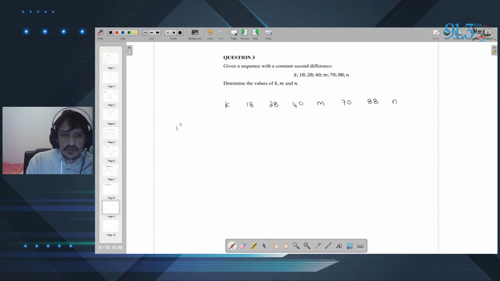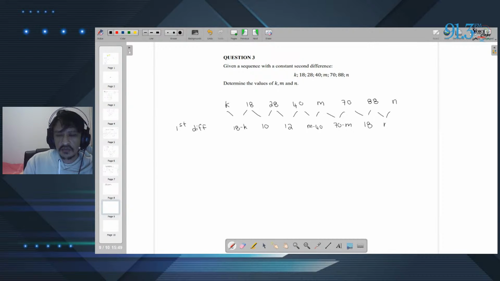Here in this line is our first difference, which is 18 minus K. 28 minus 18 is 10. 40 minus 28 is 12. This is M minus 40. This is 70 minus M. This is 18. This is N minus 88.